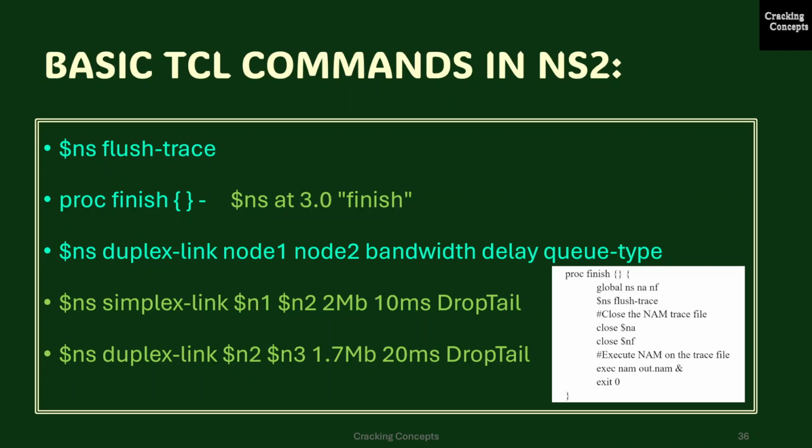Here we have two examples. This is a simplex link between node 1 and 2 with bandwidth 2 MB, 10 millisecond delay and drop tail queue management. Then we have a duplex link between N2 and N3 with bandwidth 1.7 and delay 20 millisecond with the queue management which is drop tail. So here drop tail is used. If you want to use the RED queue, we can replace drop tail with RED.